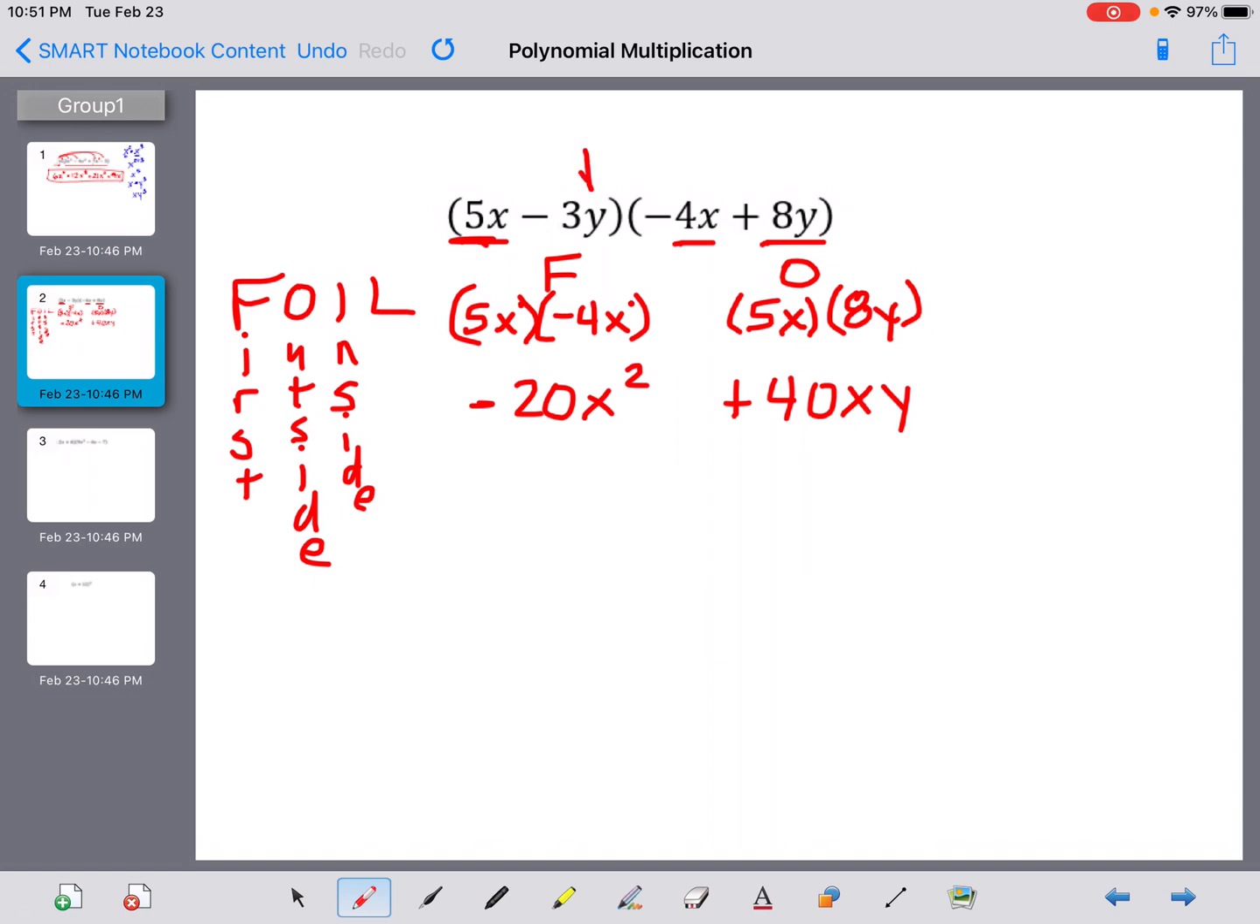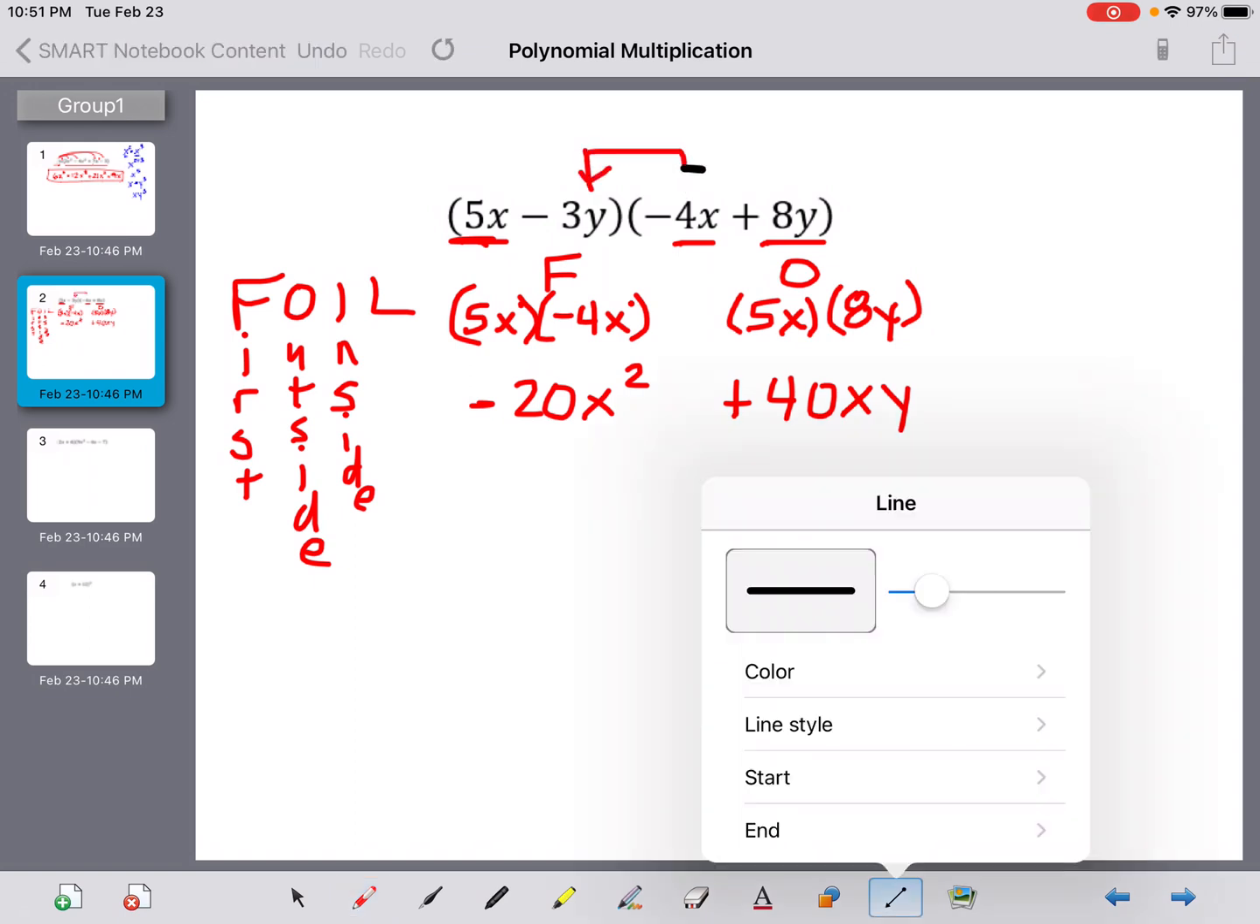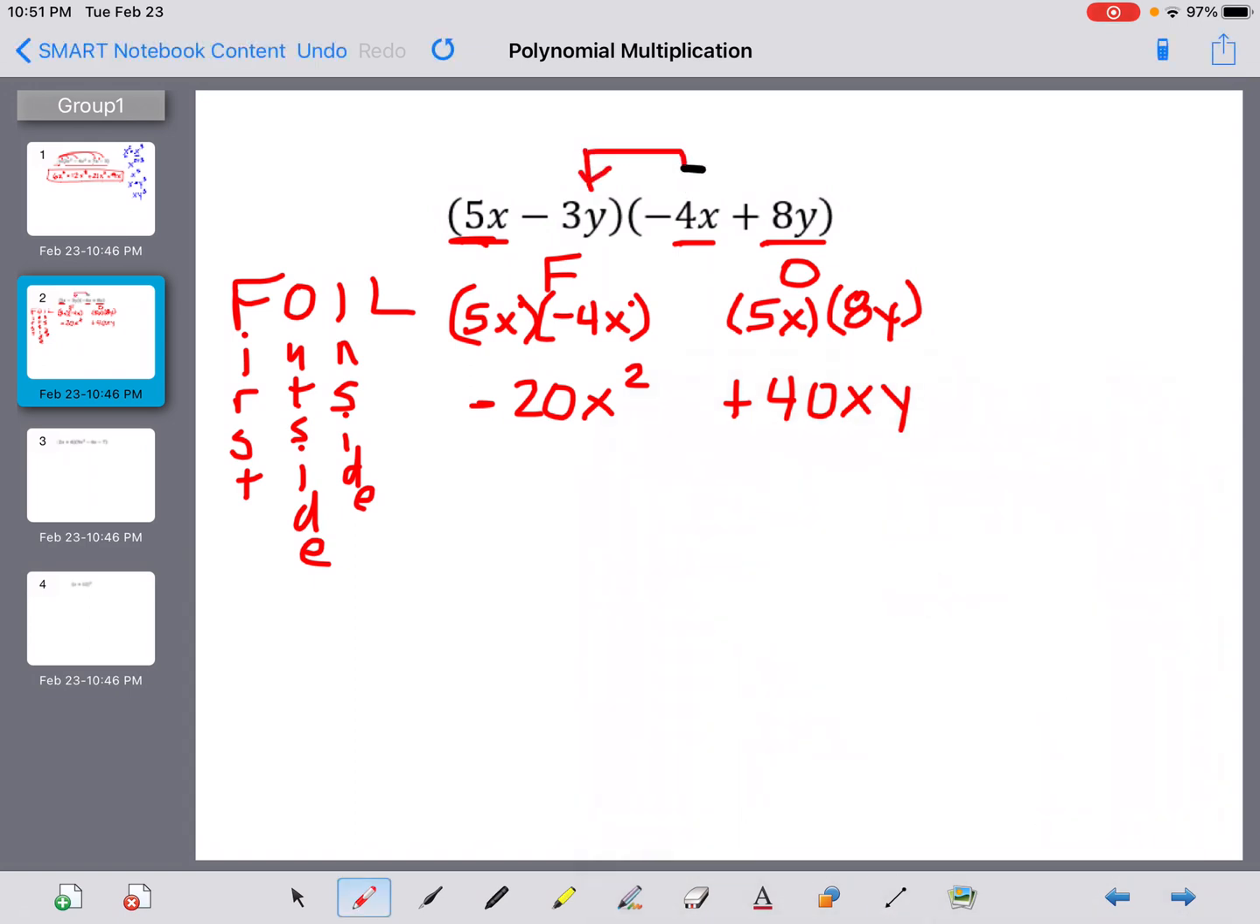So I have negative 3y times negative 4x. So my I is the inside, negative 3y times negative 4x. And two negatives make a positive. I get positive 12. Again, x and y do not join together, so I write xy. Typically, we write them in alphabetical order so that they might be able to match up with something else later.